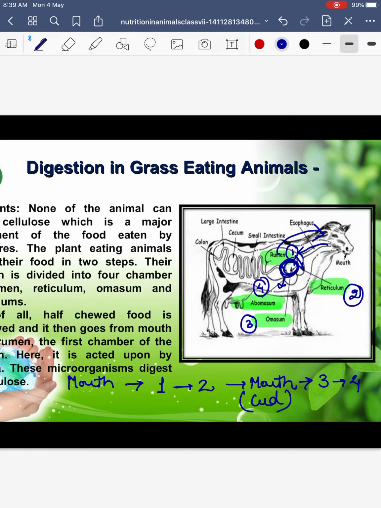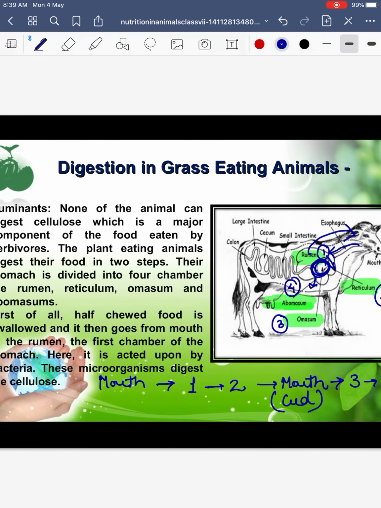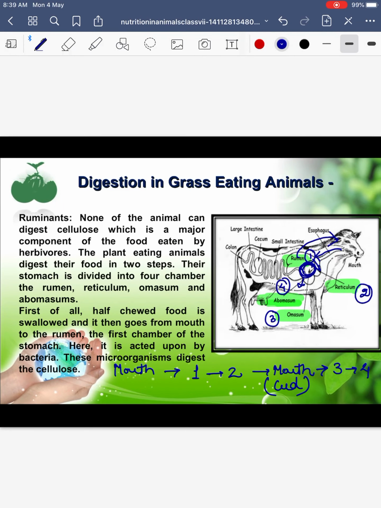So the stomach is structured in such a way that it has four different compartments. These animals are able to digest cellulose because their digestive system is structured like that. We humans cannot digest cellulose. The major component of the food eaten by herbivores contains cellulose. The plant eating animals digest their food in two steps.